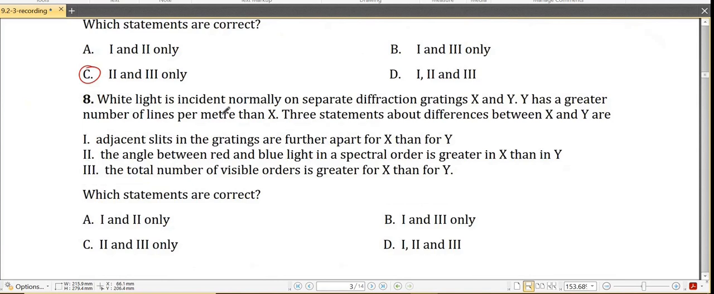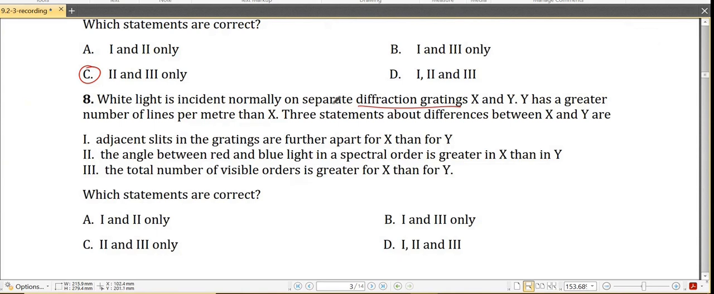White light is incident normally. Now we are moving on to diffraction grating. So we started with single slit. We went to multiple slits. Now we are moving on to diffraction grating, which has many number of slits or groups.